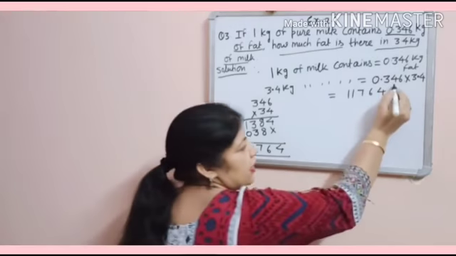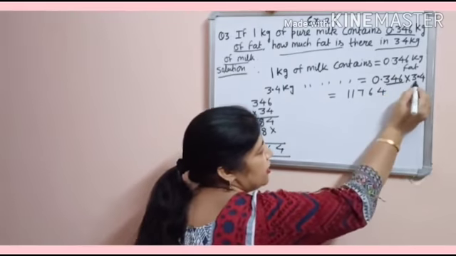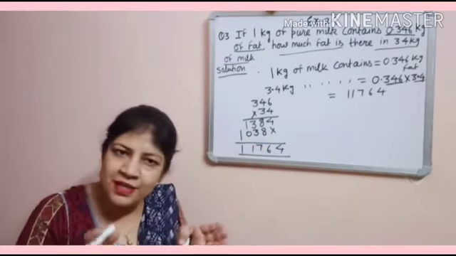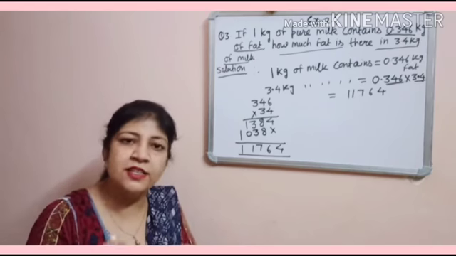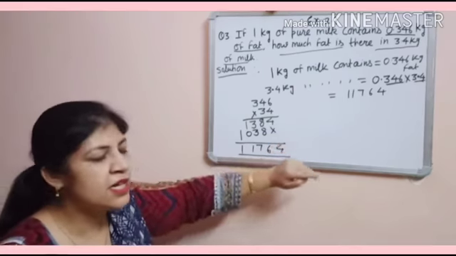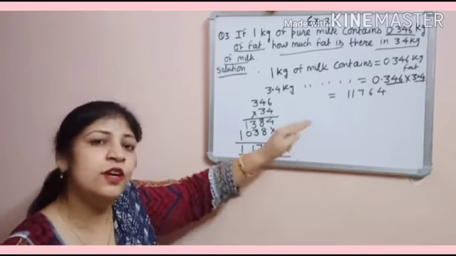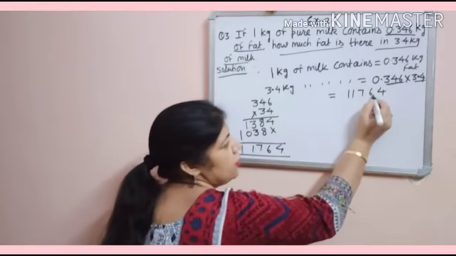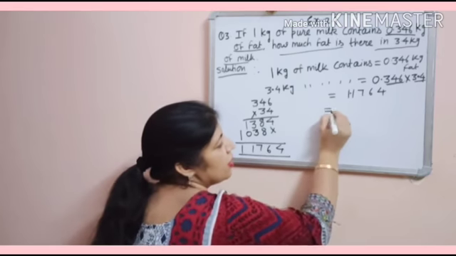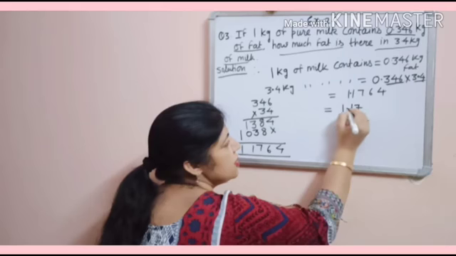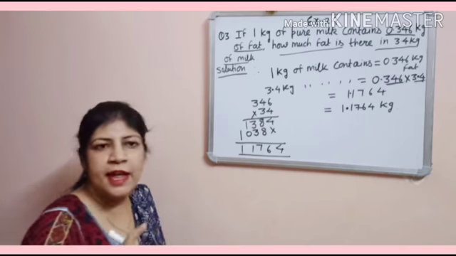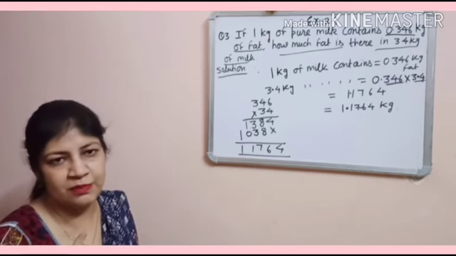Now time to write the decimal. Here the decimal is after 3 digits, and in this the decimal is after 1 digit. And you know very well, in multiplication the decimal places are added. Clear? So 3 plus 1 is 4. So in the answer the decimal will be after 4 digits from the back. 1, 2, 3, 4. So it will be 1.1764 kilogram. Never forget to write the decimal.